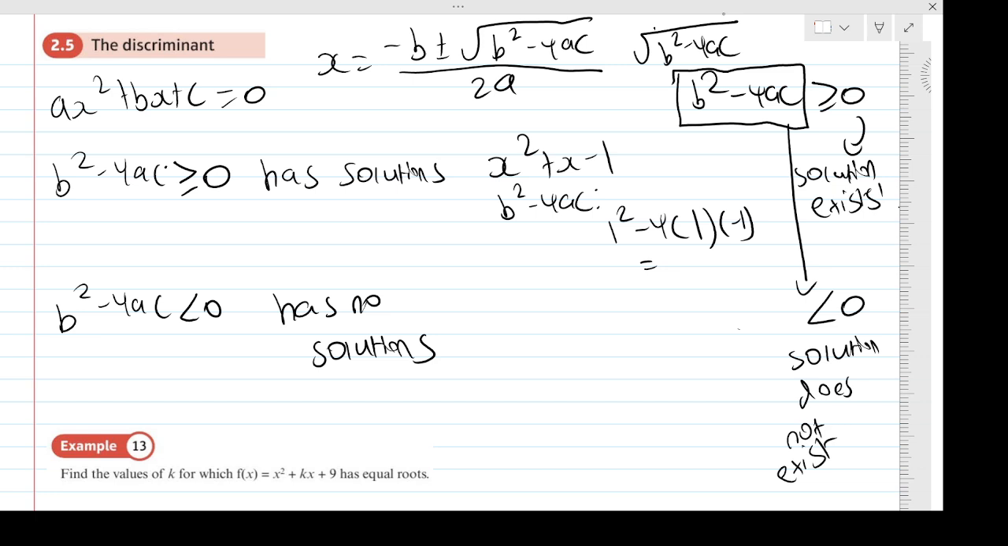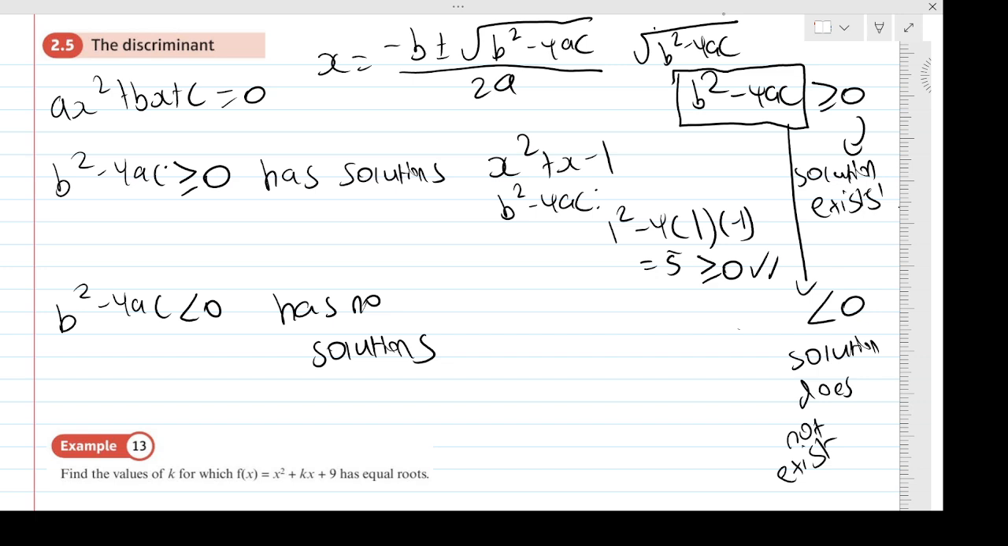That'd be positive 4. That will work out to 5. And actually, therefore, it's then at least 0, so it has solutions. And we saw it did. You can rewind again if you want to look at that again. We saw it has solutions. It was 1 plus or minus root 5 over 2 or something like that.